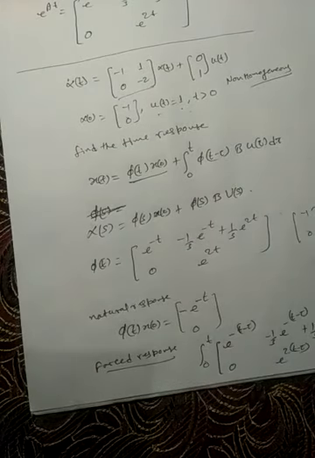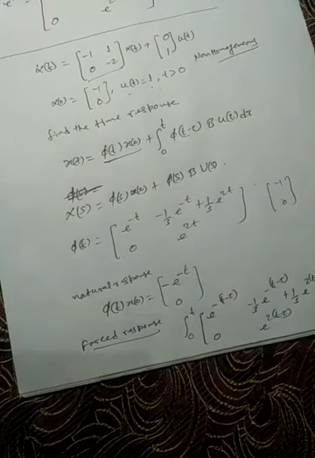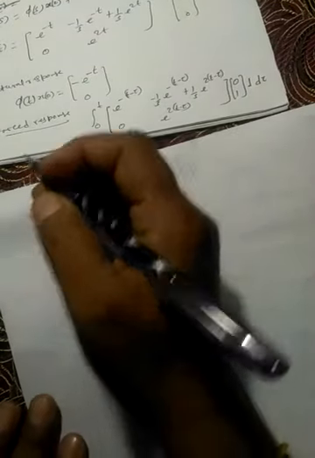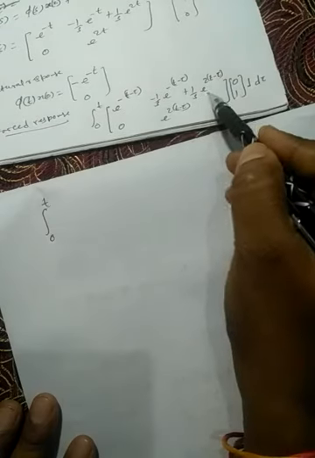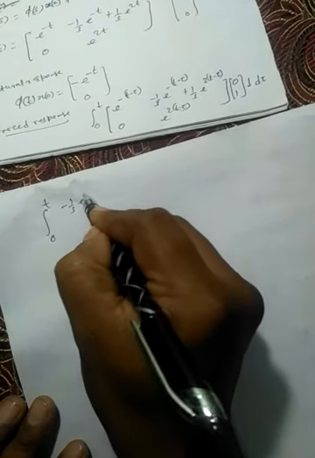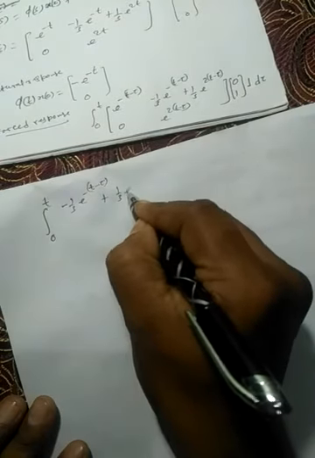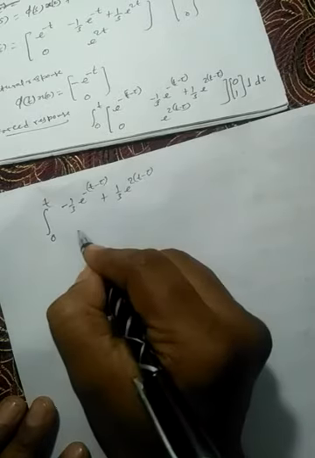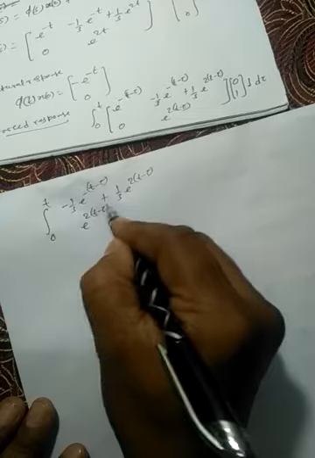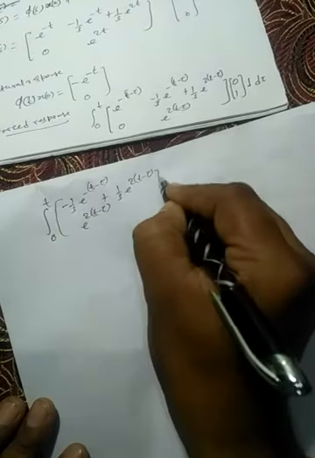And on solving, we get it as integral 0 to t, here this will be 0, this will be 1, so -1/3 e raised to minus t minus tau plus 1/3 e raised to 2t minus tau, and here e raised to 2t minus tau d tau, right?